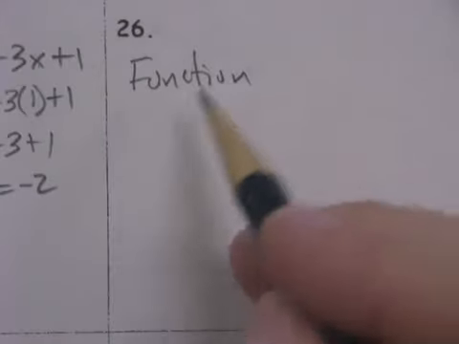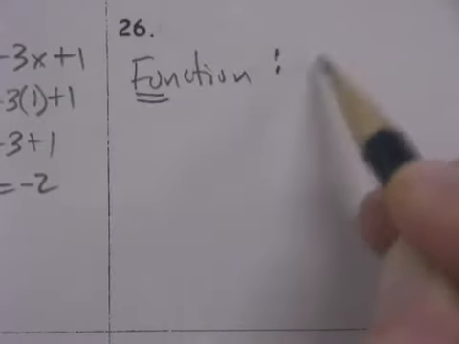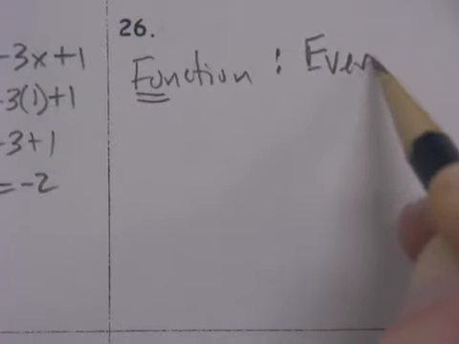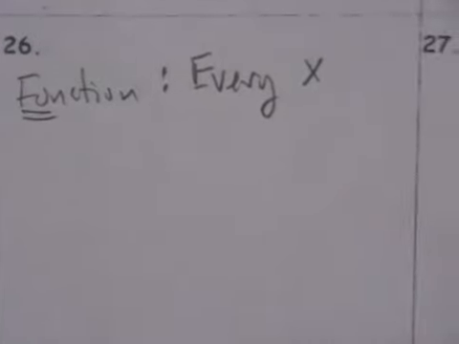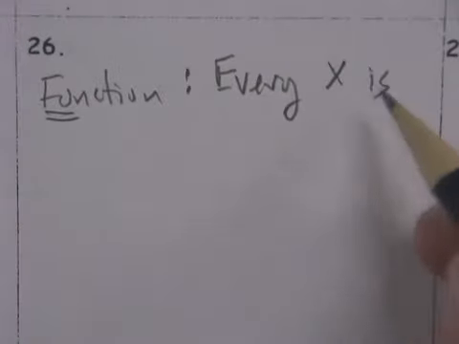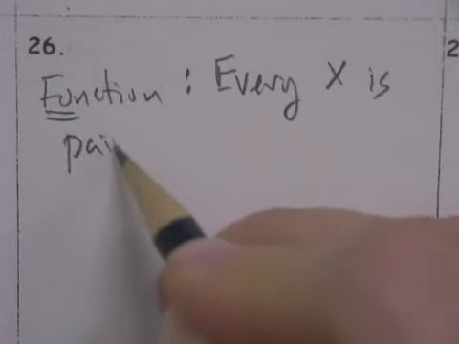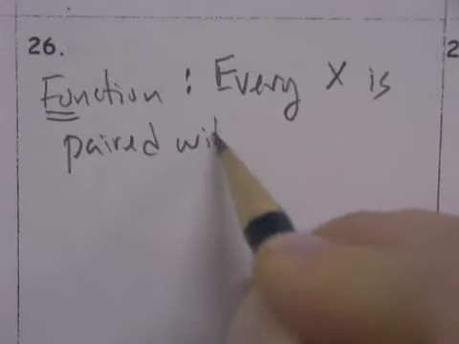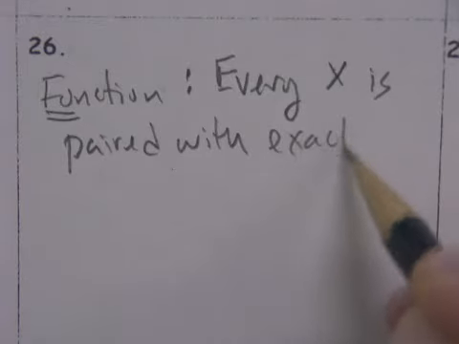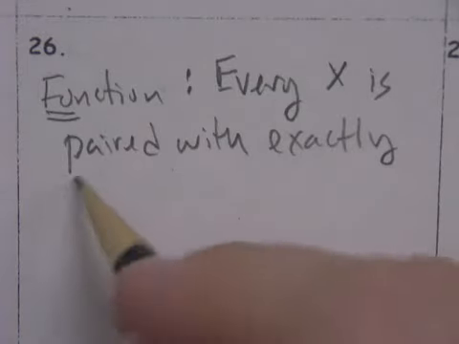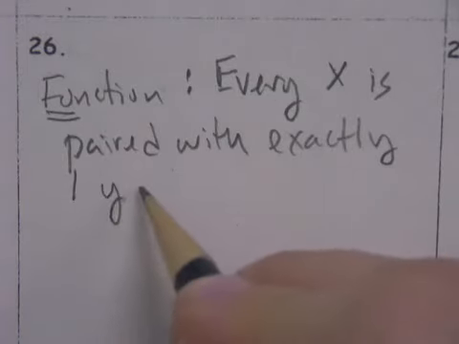So we go ahead and write function. And then we're going to defend it. And we're going to say that every input, or we can say x value, so every x is paired with exactly one y value.